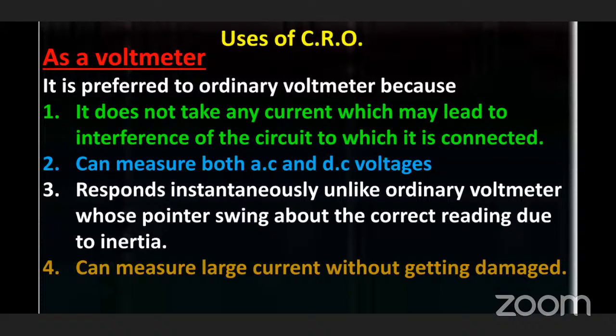So you can see in that case, if you have the CRO by itself, the moment you press it, if you want to measure the specific voltage, you measure directly, unlike the voltmeter. With the voltmeter, once you connect, the pointer has to swing before you get the correct measurement. This one takes the response instantaneously, unlike the voltmeter.